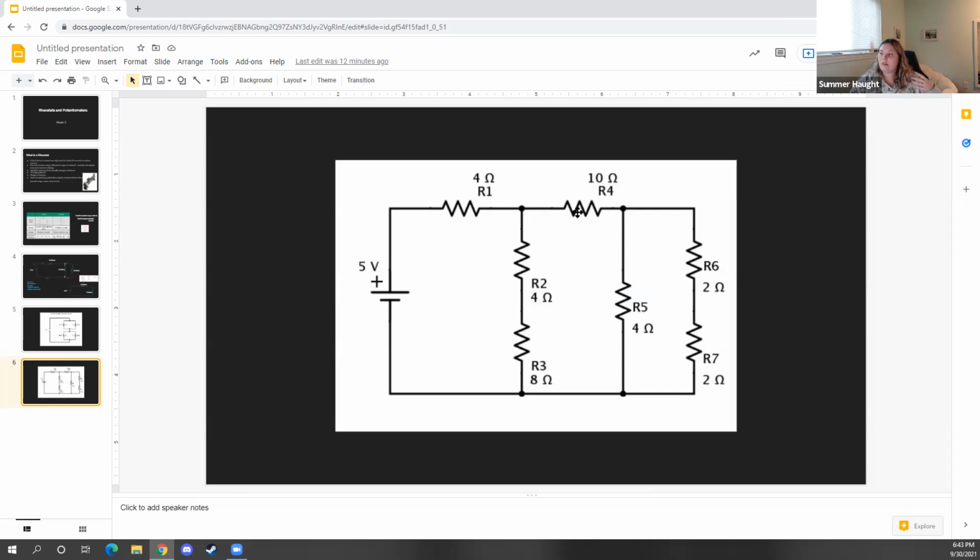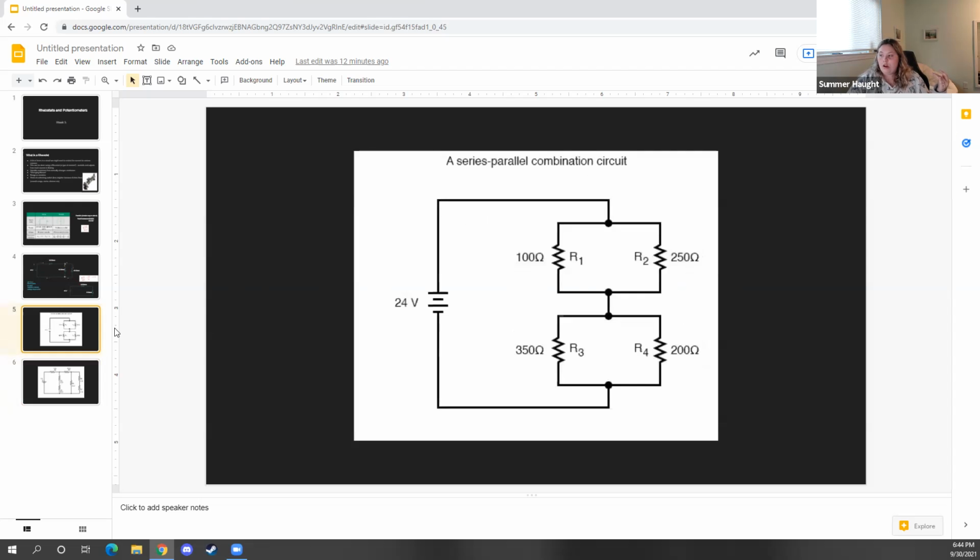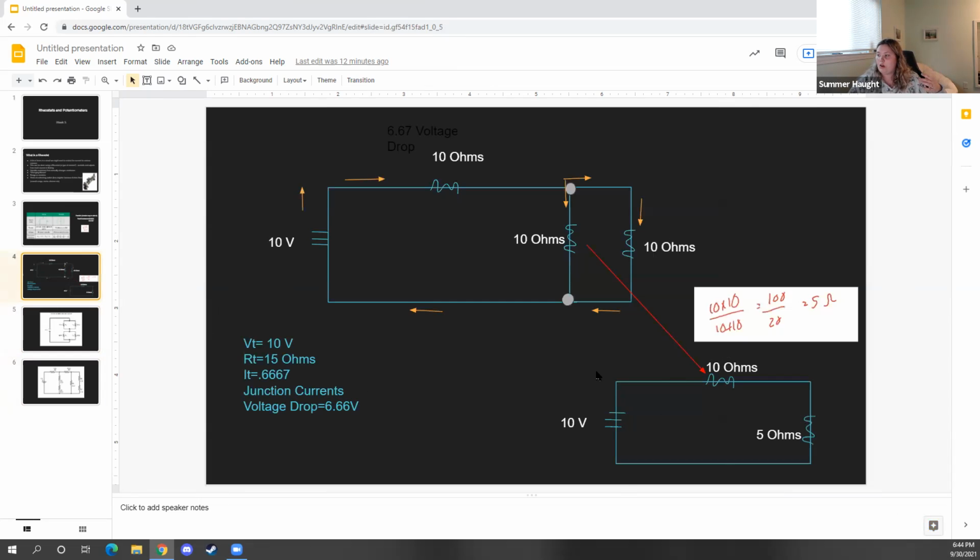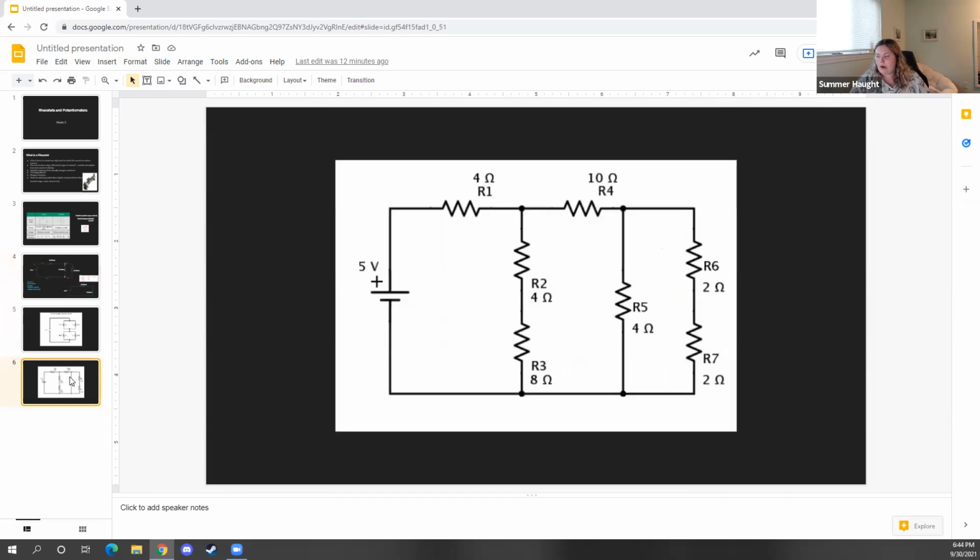And then, in the situations where you do have parallel situations, like right here, R5 and R6, you're going to have to use this exact concept that we use here, by finding the total resistance for the parallel and then summing it together and treating it as a series. So that's basically all you have to do for this week. Your quizzes are centered around those two problems.